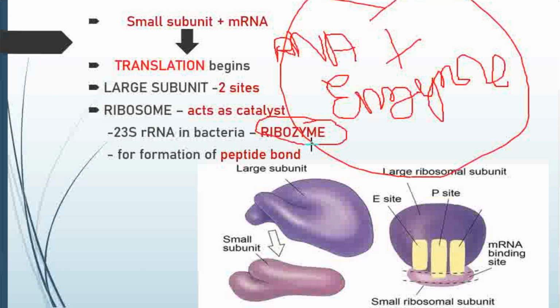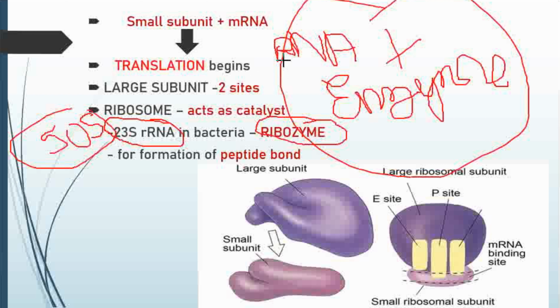So what we call a ribozyme is ribonucleic acid acting as an enzyme. This 23S rRNA is present in E. coli. Actually it is present in the 50S large subunit of the ribosome; this 23S rRNA is in the 50S subunit. So this acts as a ribozyme. These are catalytically active RNA molecules or RNA protein complexes.